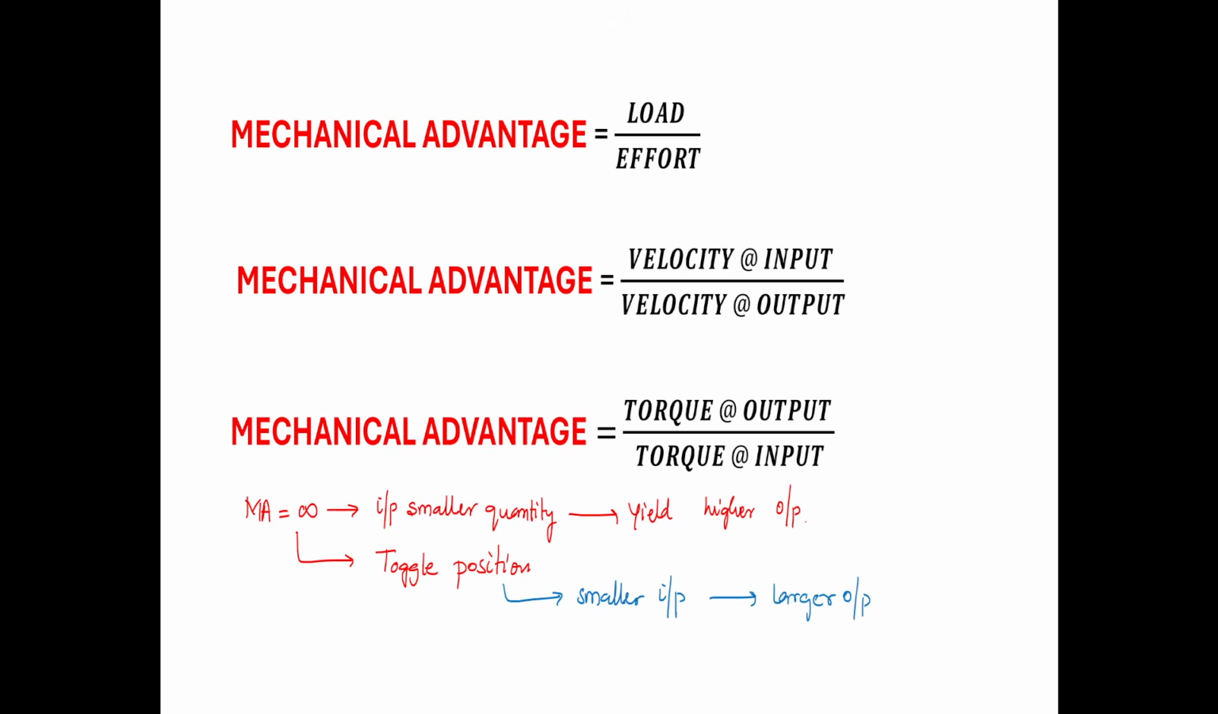Now, let us try to understand this with a simple example. In a crank slider mechanism, when the piston is at inner dead center or outer dead center, the velocity of the piston is zero. That means mechanical advantage is equal to infinity. So, in one revolution, it is attaining the value of infinity two times.